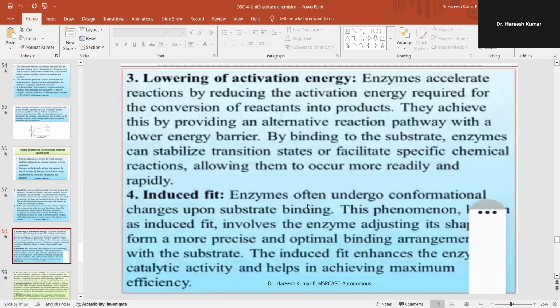Induced fit. Enzymes often undergo conformational changes upon substrate binding. The phenomenon known as induced fit involves the enzyme adjusting its shape for a more precise and optimal binding arrangement with the substrate. The induced fit enhances the enzyme's catalytic activity and helps in achieving the mechanism.